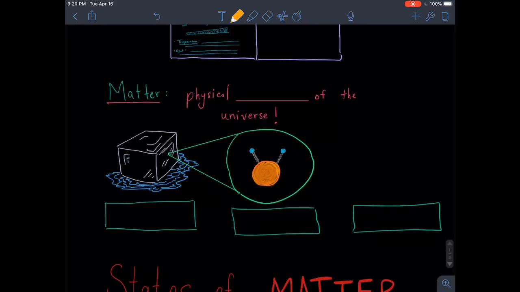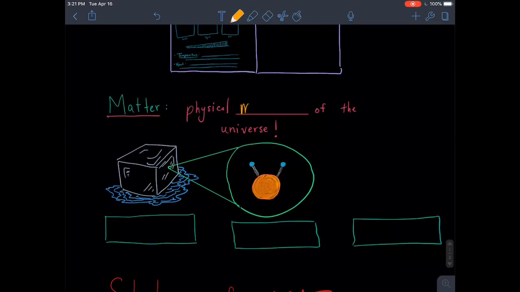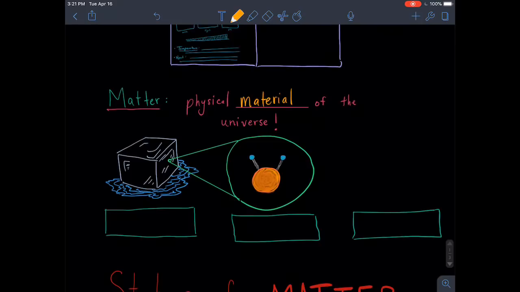Let's dig in. Matter. Matter is the physical material of the universe. So all of the material in the universe could be considered matter. So let's look at an ice cube, because since it is a material here in our universe, we can consider it to be matter. So we have an ice cube. An ice cube is made out of water. Water is H2O. That is the chemical formula for water.